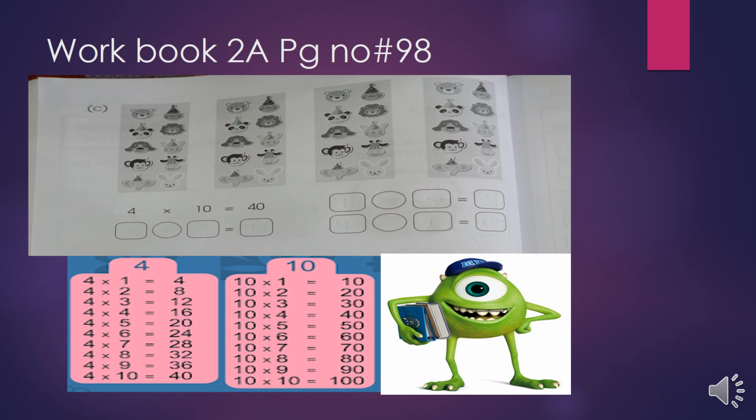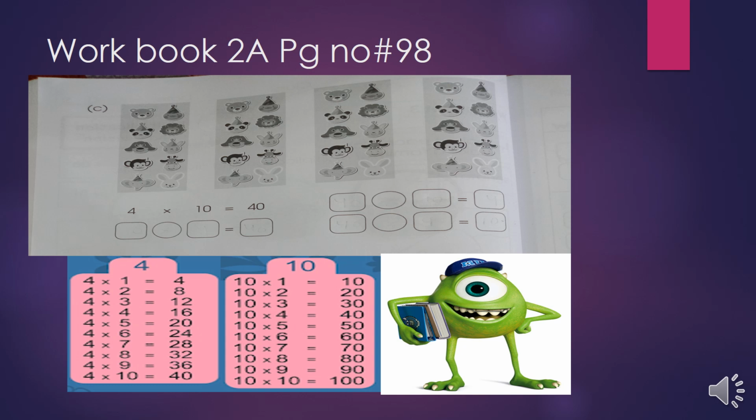So we are on page 98, part C. Again we have to make a family of division and multiplication facts. Here are some table of 4 and table of 10. So let's start this question. Can you see how many groups are there? There are 4 groups. And in each group there are 10 animal faces, right? So if we have to make a multiplication equation, what will be the multiplication equation, class?